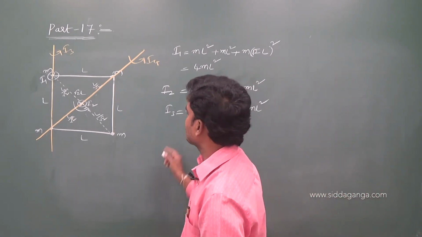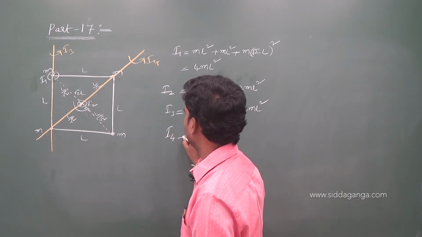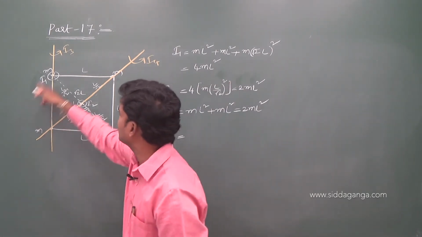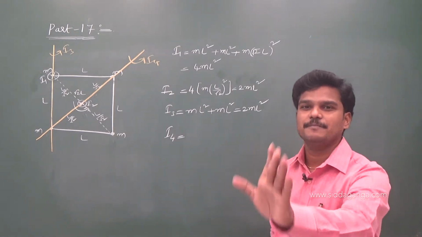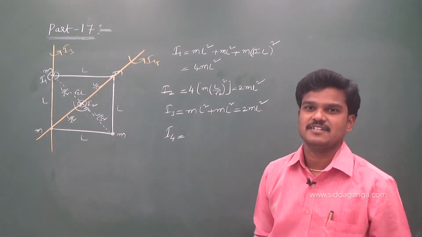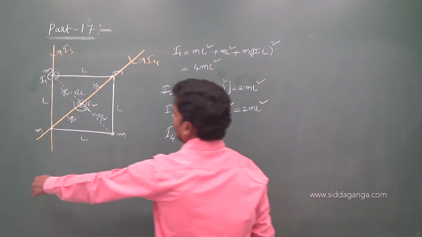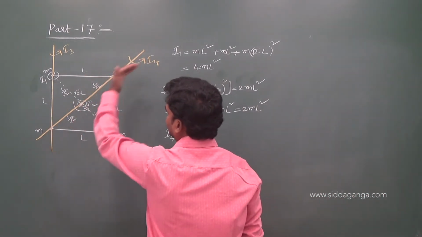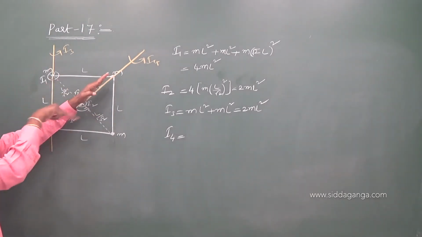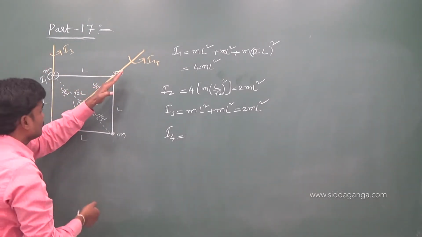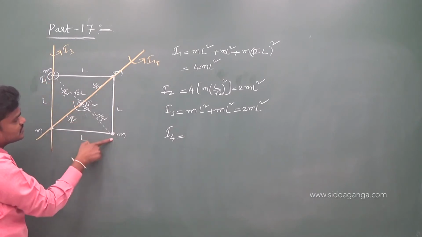I3 is done. Get I4. I4, we can find, about this line. Identify the mass and perpendicular distance from your axis. That's it. I4 is in a plane along the diagonal. So it is rotating like this. This is at a distance of L by root 2. This is at a distance of L by root 2.